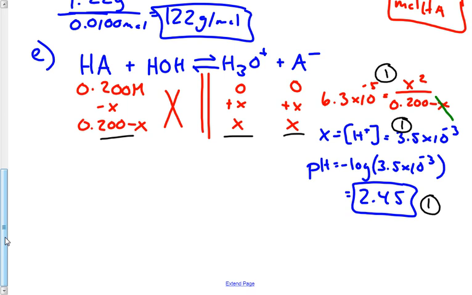Okay, now, my guess, I haven't even looked at it yet. My guess is now they're going to throw something extra in here or cause the ICE box to fluctuate. So you're probably going to continue to work with this. Let's see what it says. Calculate the value of H plus concentration in the solution after 30 mL of NaOH solution is added, and the total volume of the solution is 80 mL.